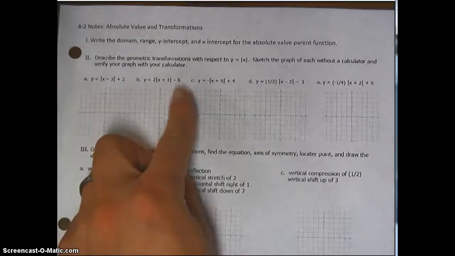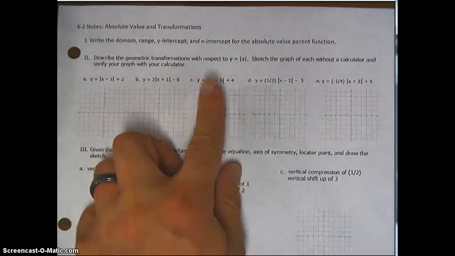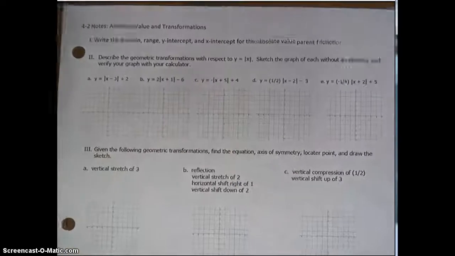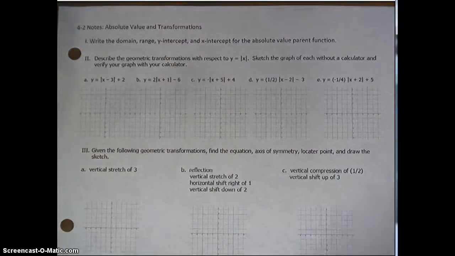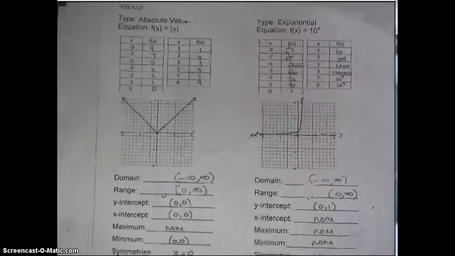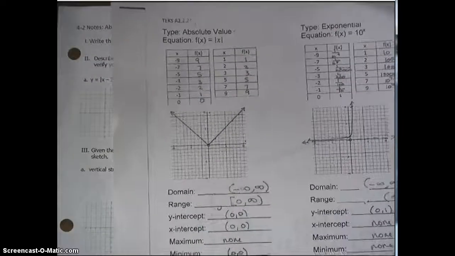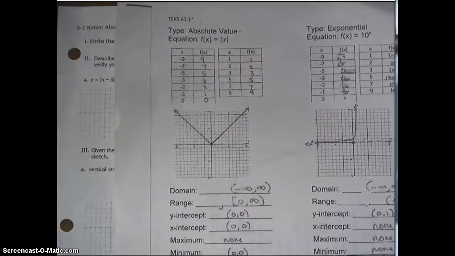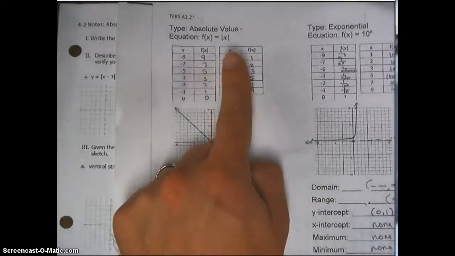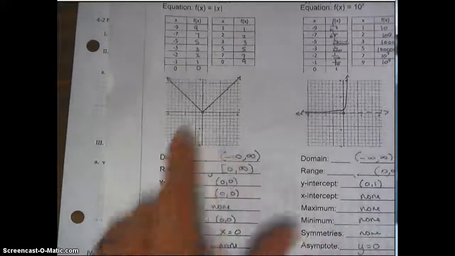So the notes we are given on this unit: the first thing it asks you to do is write the domain, range, y-intercept, and x-intercept for the absolute value parent function. Well, you might remember doing this 5 or 6 weeks ago. Maybe even more. Remember this little thing we had you put in your journals? This is the absolute value parent function. Y equals the absolute value of x. And so the graph, it looks like a V.